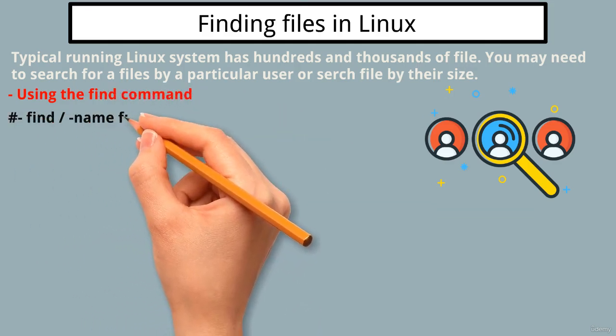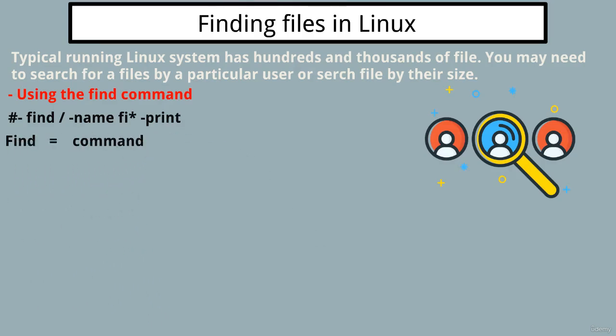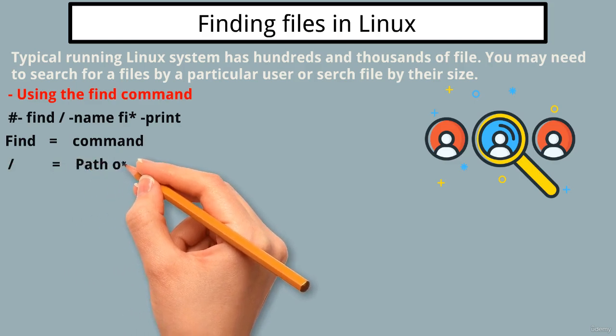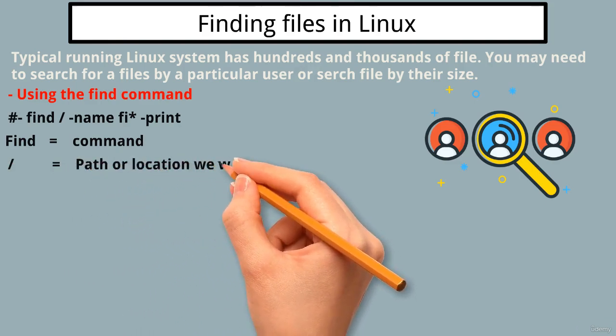Find is the command that we can run, but by itself, it doesn't know what to find, right? So we have to give it the path of the location that you're searching. In our case, it's slash. So anything under root you can search for, or you can also tell it a certain directory under root that you want to search. So slash is the path or location we want to search.